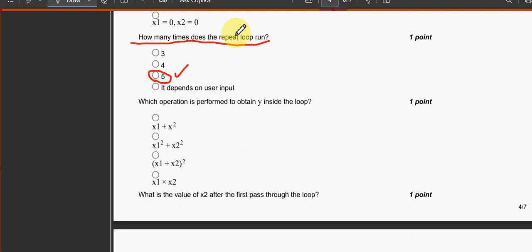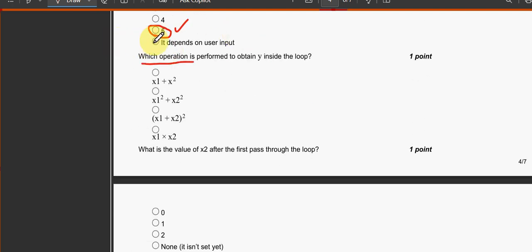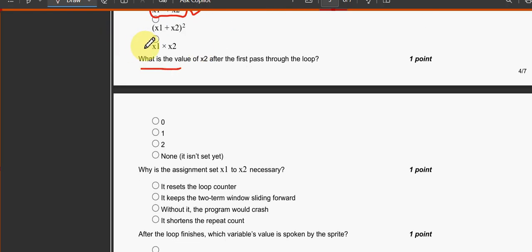Next one, which operation is performed to obtain y inside the loop? So for the 15th question, mark the second option, x1 square plus x2 square. So mark the second option, right? Next one, what is the value of x2 after the first pass through the loop? So for this question, 1 is the probable solution.